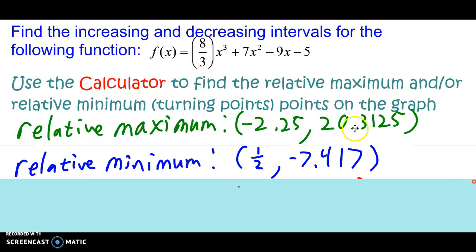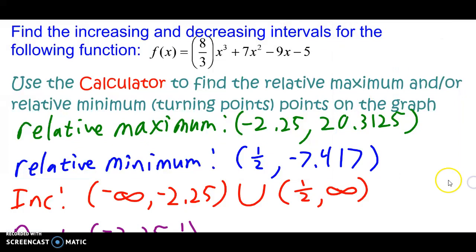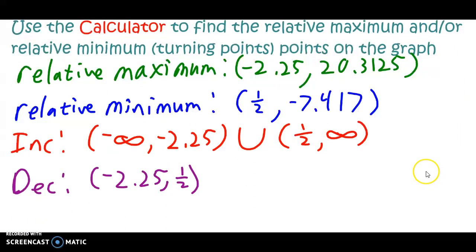Okay. Now, we need to use this to actually write the intervals of increasing and decreasing. So now, I can think about that in terms of this graph, left to right, from negative infinity to this x value. That would be increasing. From here to here, this would be decreasing. And from here to here, it would be increasing. So to write our intervals of increasing, decreasing, this would be our final answer.